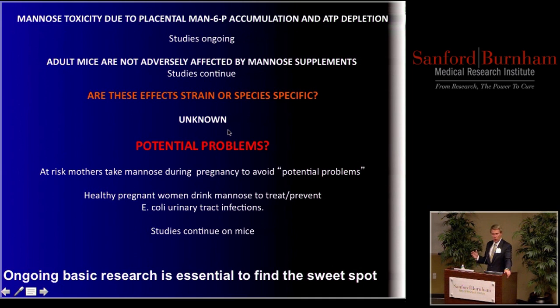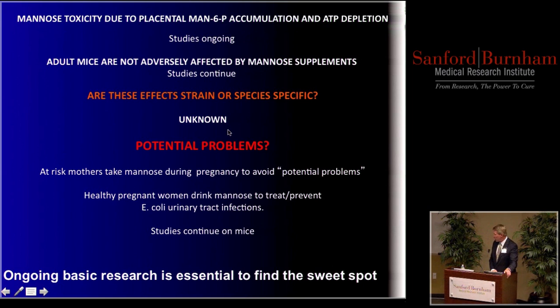What about potential problems? Does that have any implications for people? Well, you can imagine that at-risk mothers, in other words, a mother who's had a child with CDG-1b, is going to say, well, I'm going to take mannose for my next baby just in case there may be some problems for my next child. I'm going to drink plenty of mannose so that there's no problems. And these results say you should put the brakes on. You should not use mannose indiscriminately.